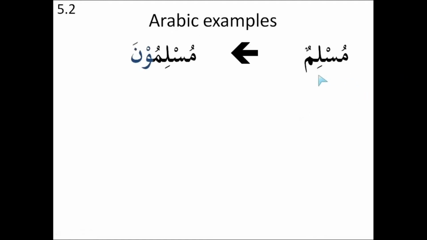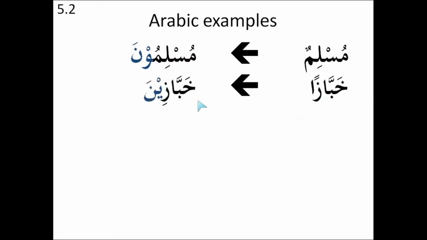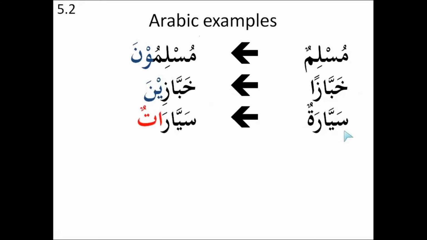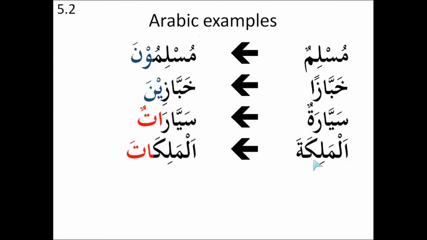You have the word Muslim becomes Muslimuna. Khabbaz becomes Khabbazina. Sayyara, Sayyaratun. Al-Malika, Al-Malikatun. So these four examples, the top two have roughly the same way of forming the plural. They add an ending at the end, which is either waw noon or ya noon. And the third and fourth examples just add an alif and ta.